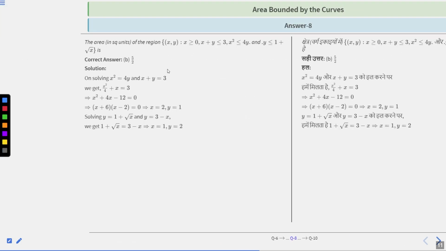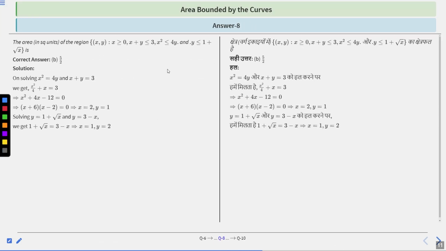Okay, let's move to the solution, part C. On solving x squared equals 4y and x plus y equals 3, we get x squared by 4 plus x equals 3. Therefore, we get a quadratic equation x squared plus 4x minus 12 equals 0, and after solving, you will see (x plus 6) into (x minus 2) equals 0. Therefore, x equals 2 and y equals 1 is the required root.